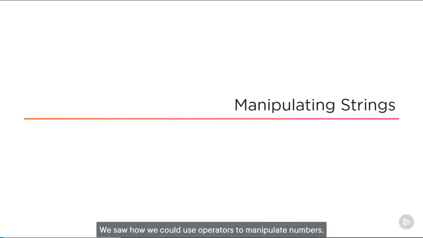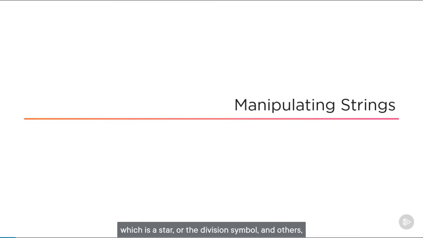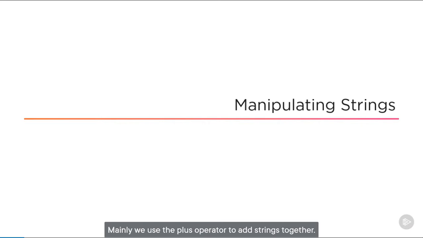We saw how we could use operators to manipulate numbers. The operators were symbols such as plus, minus, the multiplication symbol, which is a star, or the division symbol, and others. And we can do some of the same things with strings. Mainly we use the plus operator to add strings together. That's called concatenation.